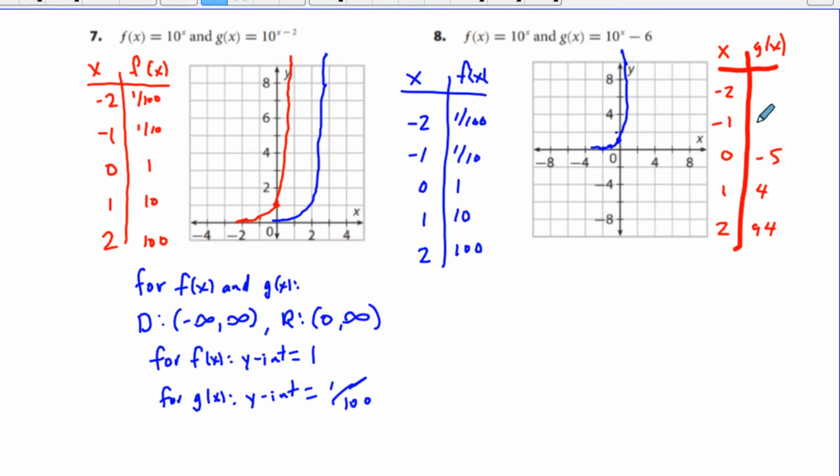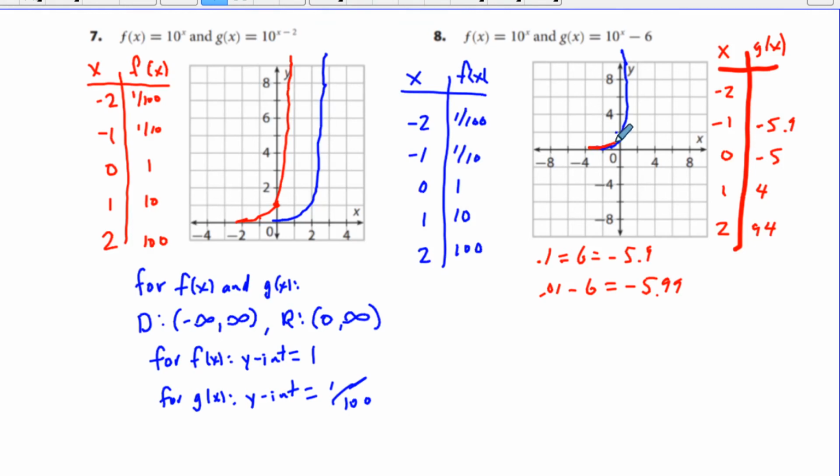And then for -1, we're going to subtract 6, so 0.1 minus 6 is going to be equal to -5.9. So that's going to be -5.9. And then we're going to have 0.01 minus 6, which is going to be -5.99. Is that right? Yeah, -5.99.